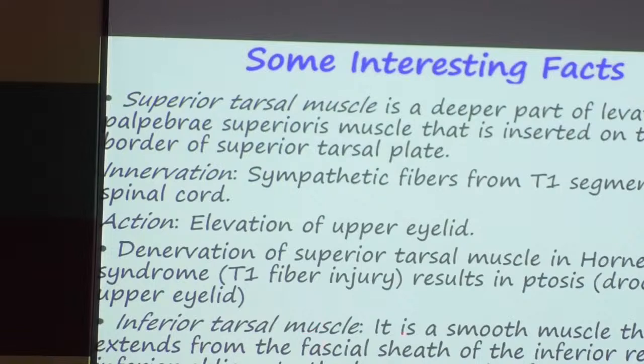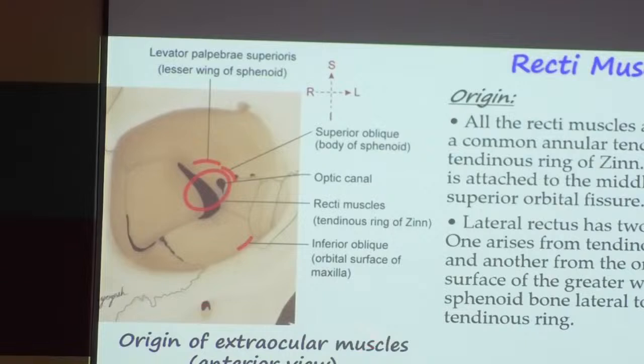The inferior tarsal muscle is smooth muscle that extends from the fascial sheath of the inferior rectus and inferior oblique to the lower margin of the inferior tarsus. Now we will discuss individually these recti muscles.